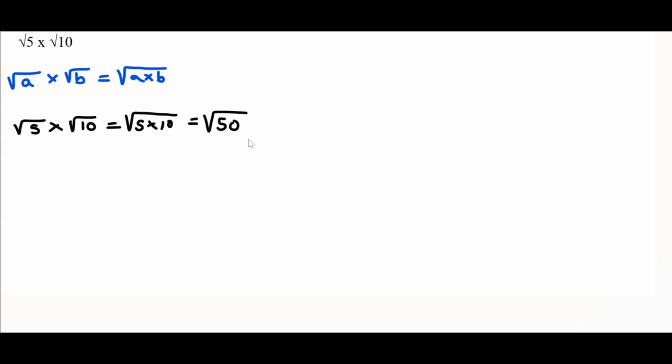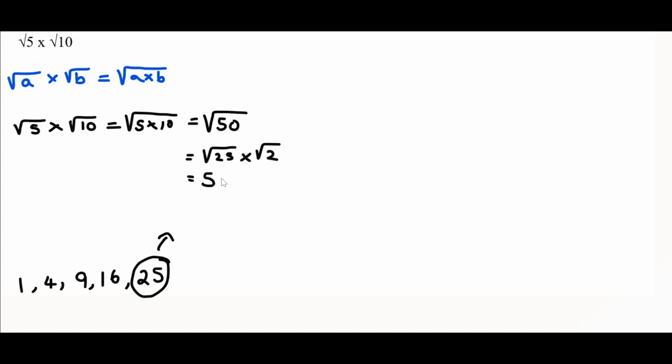Now, for all surds questions, before we give our final answer, we want to try and simplify if possible. To check if we are able to simplify, we can write out our list of square numbers. And from here, we can see that 25 is a factor of 50. So we can write this as root 25 multiplied by root 2, which gives us a final answer of 5 root 2.